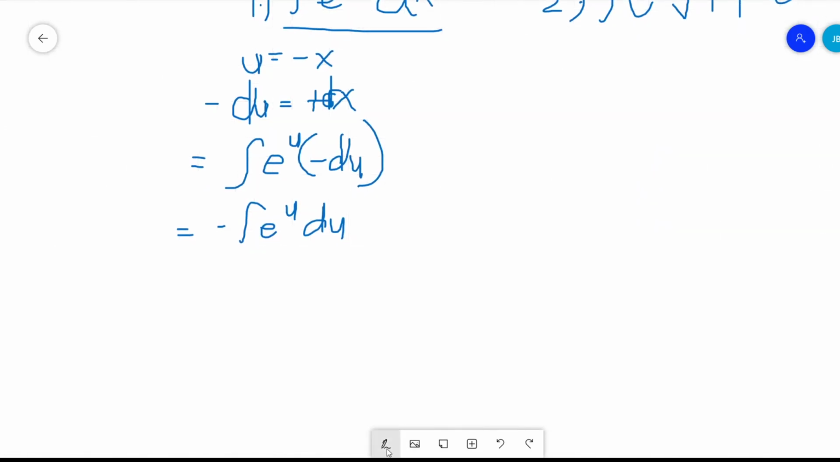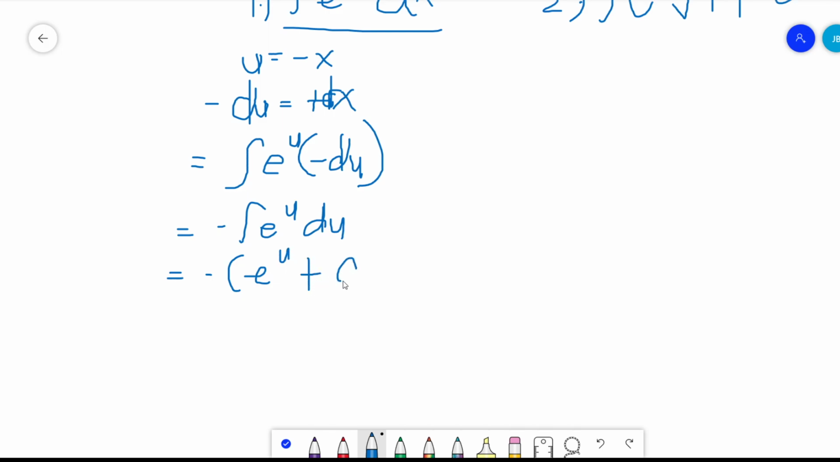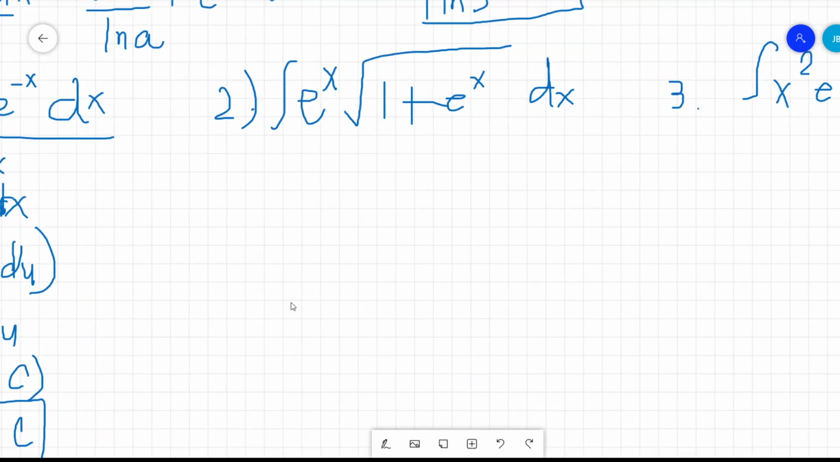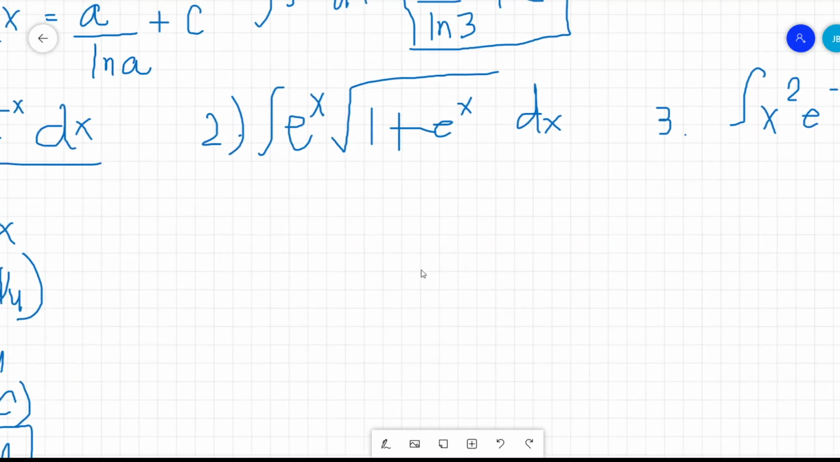Okay, next step is we can now get the value of the integral of e^u du, that's e^u plus c, right? So that's negative of e^u plus c. Change u back into the form of x, so that's negative e raised to negative x plus c. Now this is your final answer.